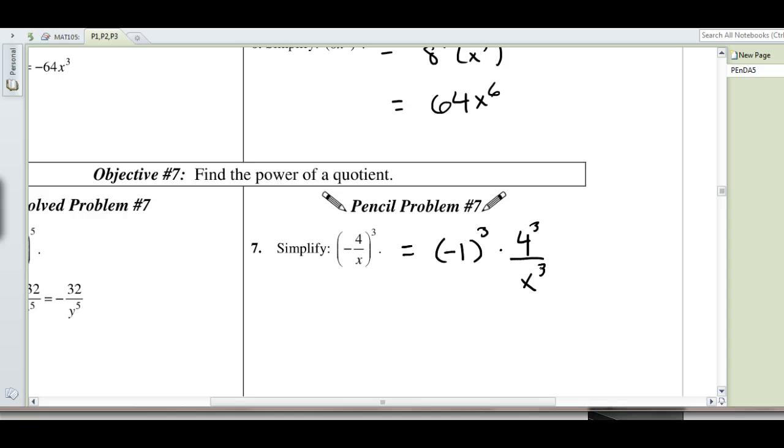So let's go ahead and evaluate. Any negative to an odd power always just stays a negative sign. So we have negative 1 times, and then the fraction is 64 once again over x to the 3rd power. And usually we don't write the negative 1 out front. We just keep it as a negative in front of the fraction.